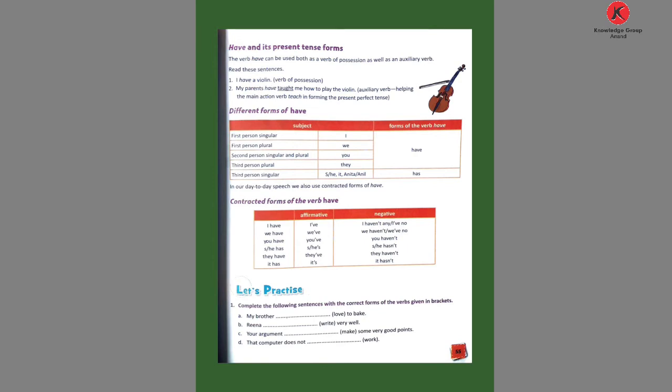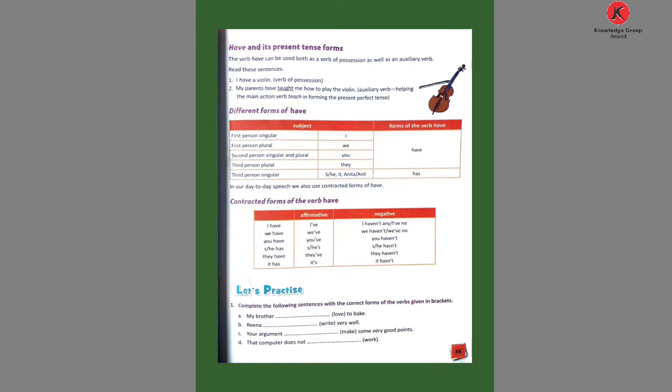Then the sentence: my parents have taught. Taught is a past participle used after have. My parents have taught me how to play the violin, using the auxiliary verb, the helping verb, with the main action verb teach. Teach is the main verb, but when you use have or has, then we write the past participle of the main verb. So here we use taught. Have is the helping verb with the main verb. This is how we use the helping verb.